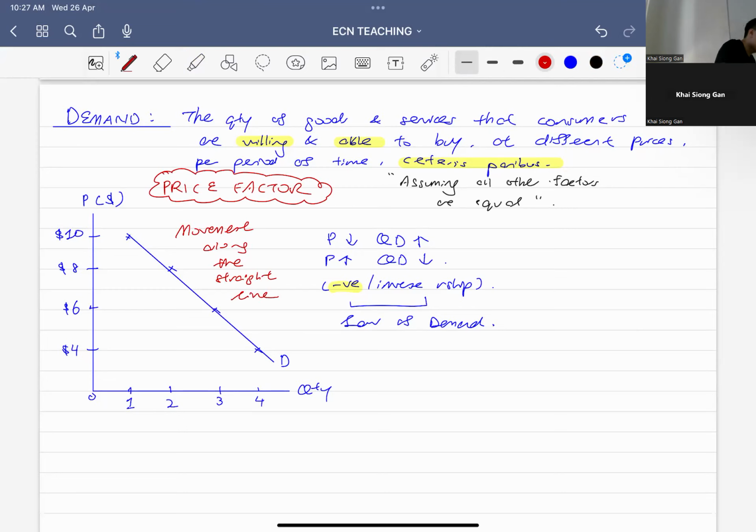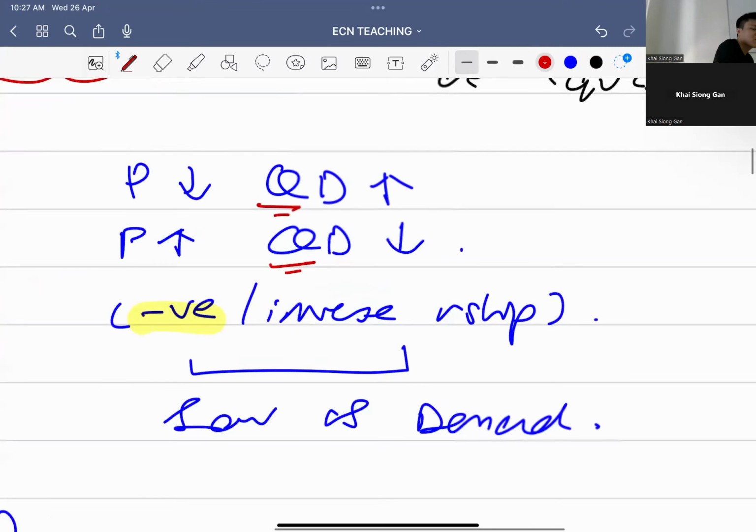And bear in mind the use of the words here: when I refer to the price factor, I will use the word quantity here. Later on when I talk about non-price factors, I will not use the word QD. I will use the word D. So when I use the word QD, quantity demanded, I'm referring to the price factor. Later on when I just write D there, demand, that means it's a non-price factor. I'm referring to the shift.